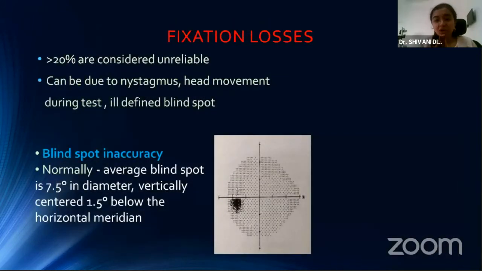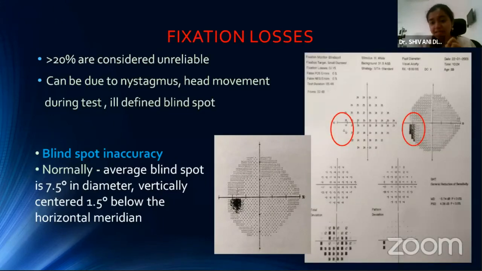Talking about fixation losses, Dr. Zia has already nicely and elaborately explained them all. So basically, they are considered unreliable when they are 20% or more. Fixation losses can be due to nystagmus, head movement of the patient during the test, or an ill-defined blind spot. So normally, the blind spot is 7.5 degrees in diameter, and it is located 1.5 degrees below the horizontal meridian, as you can see in this image.